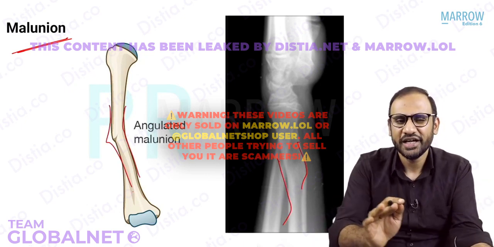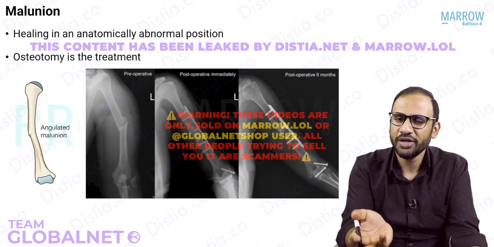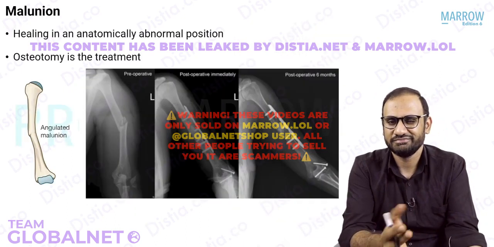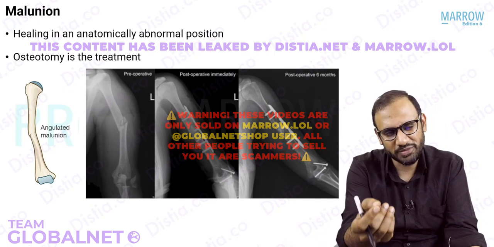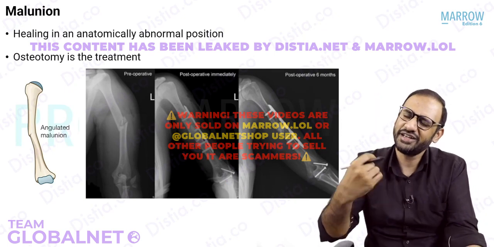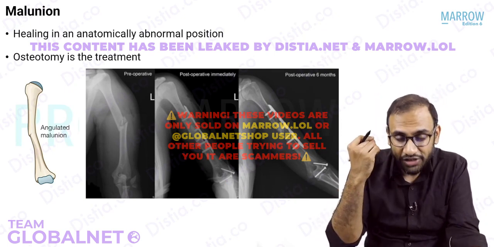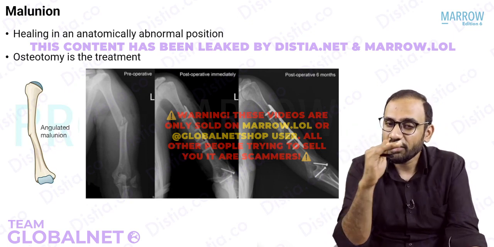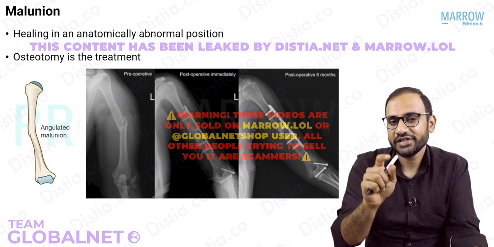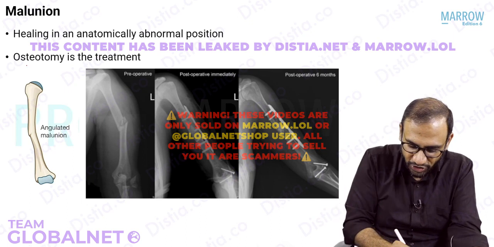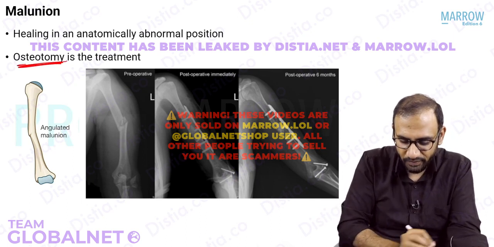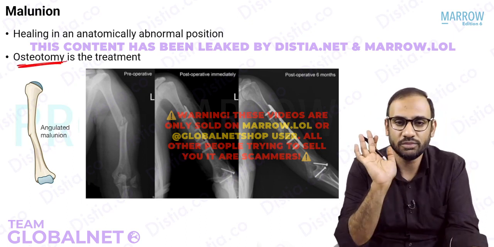Now, normally, if there is no functional problem, we usually do not interfere. If it's a cosmetic problem, we usually do not interfere unless the patient wants it. But if there is a functional problem, then we would go and cut the bone, realign it and fix it. So cutting the bone is osteotomy. Okay, that's all there is to malunion.